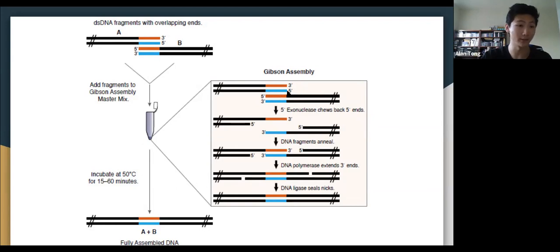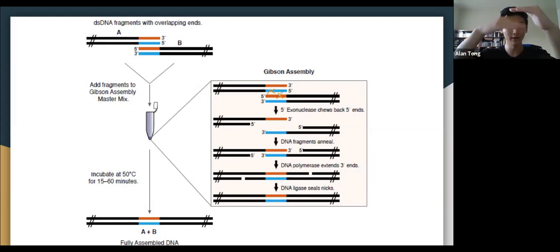Exo means at the ends. So an exonuclease in this mix chews back those ends, right? Chews back this end, chews back that end. And so that means that this one's gone and that one's gone. And you're left with these fragments. Aha! Now you see the value of getting these two to be overlapping.